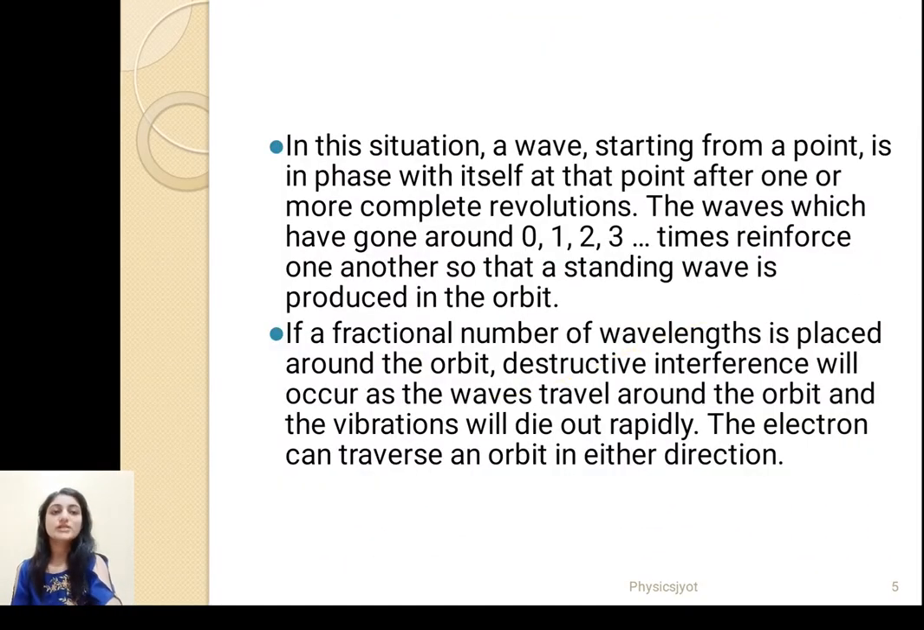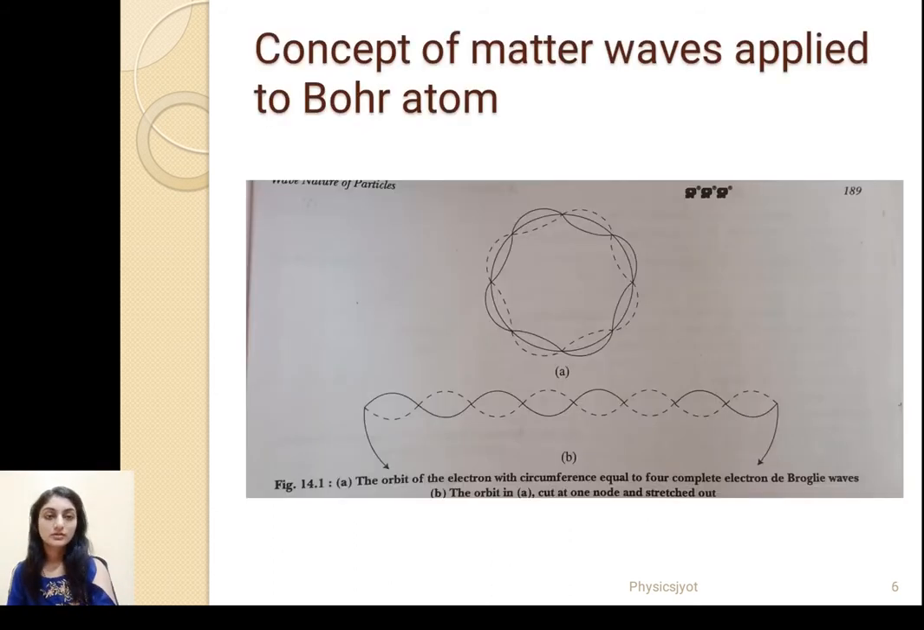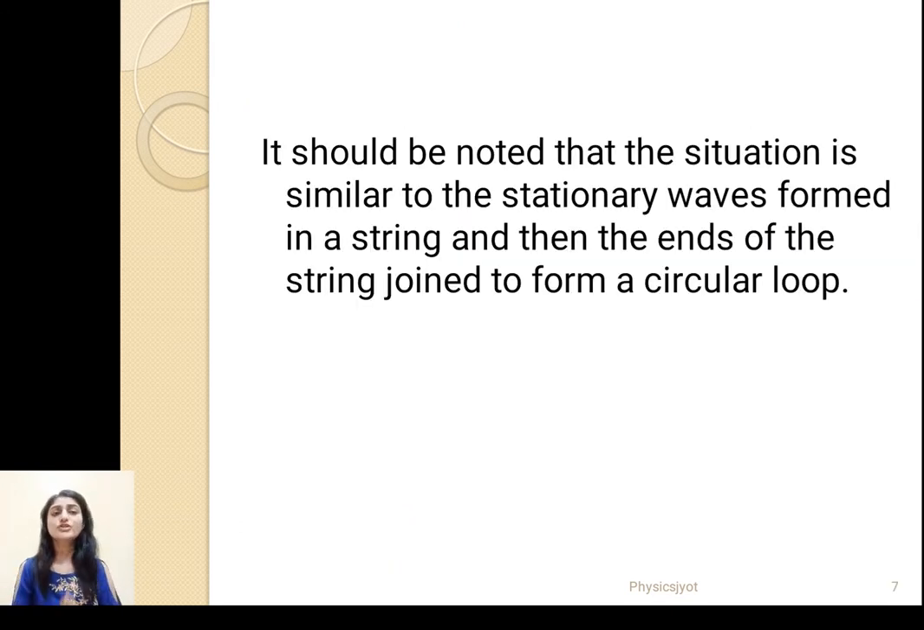If a fractional number of wavelengths is placed around the orbit, destructive interference will occur as the wave travels around the orbit, and the vibrations will die out rapidly. The electron can traverse an orbit in either direction. It should be noted that the situation which we have applied to the Bohr atom is very similar to the stationary waves formed in a string when the ends of the string are joined to form a circular loop.